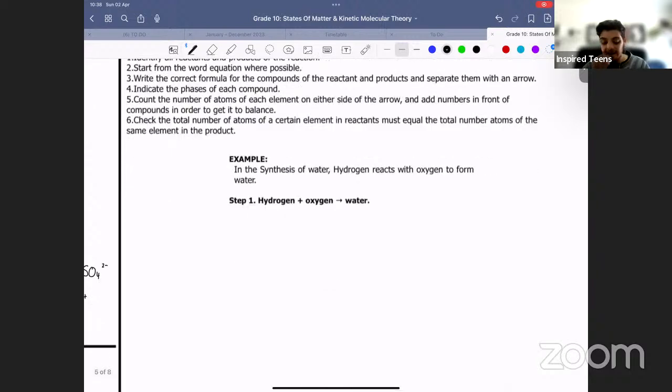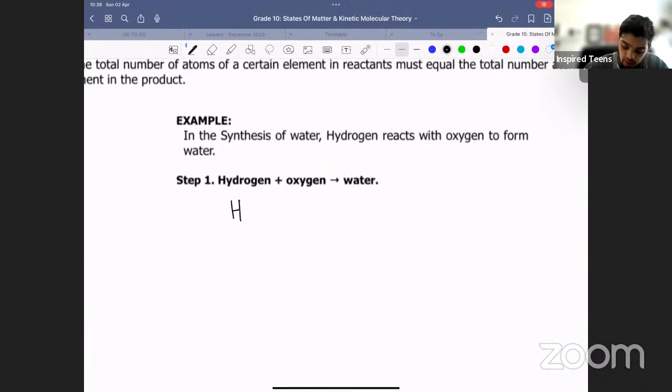Examples: in the synthesis of water, hydrogen reacts with oxygen to form water. Okay, let's have a look at this one. So in the synthesis of water, the creation of water, we have hydrogen, which occurs as H2. We have oxygen, which occurs as O2. And then this gives us H2O.